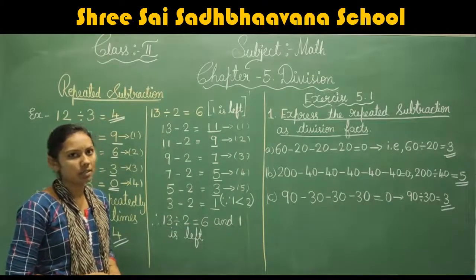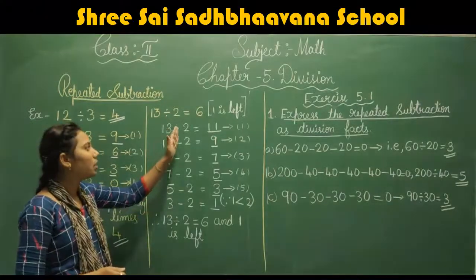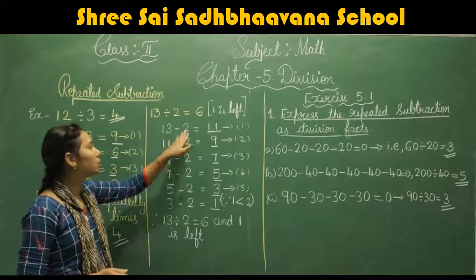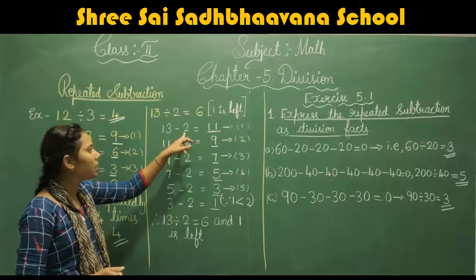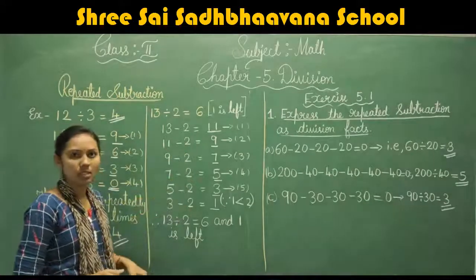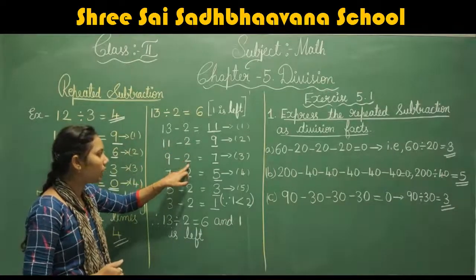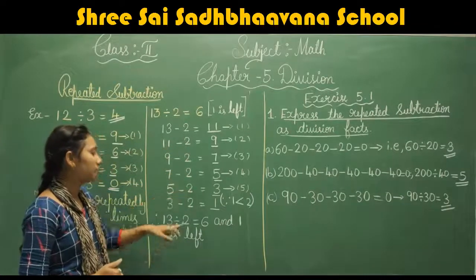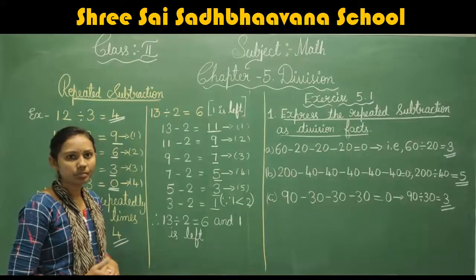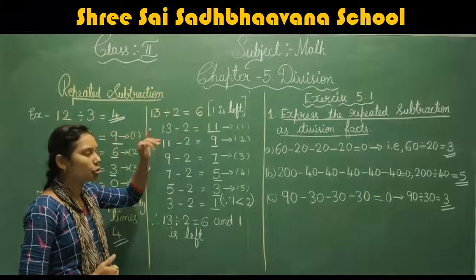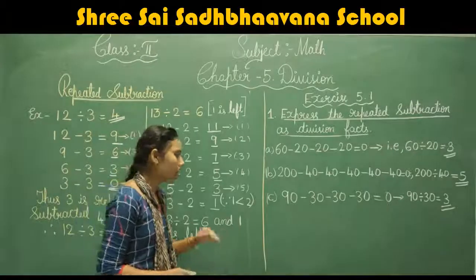1 is the remainder. So in this example, we are subtracting the same number, 2, from 13 repeatedly. How many times has 2 been subtracted? 1 time, 2, 3, 4, 5, 6. 6 times we are subtracting. So the quotient obtained is 6 and the remainder is 1.